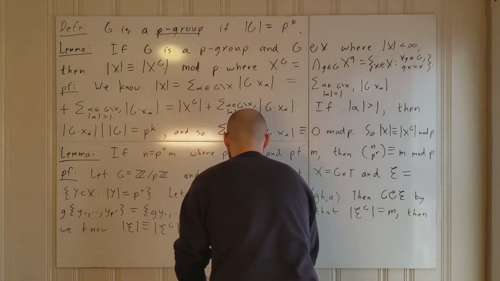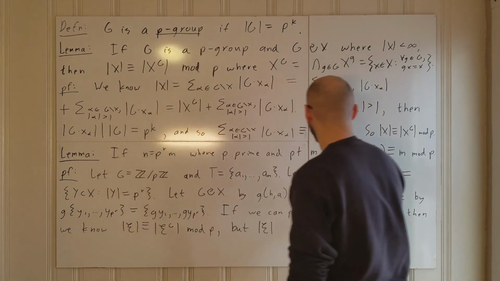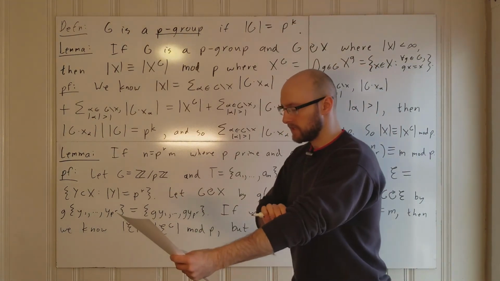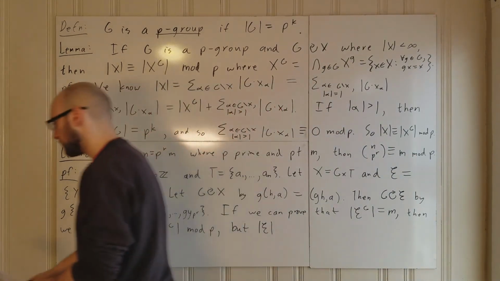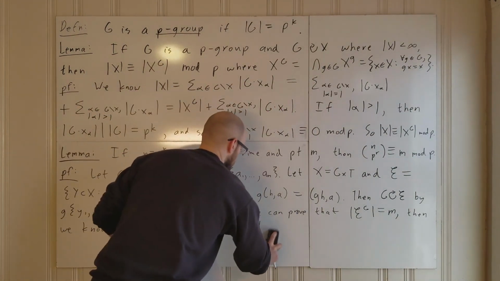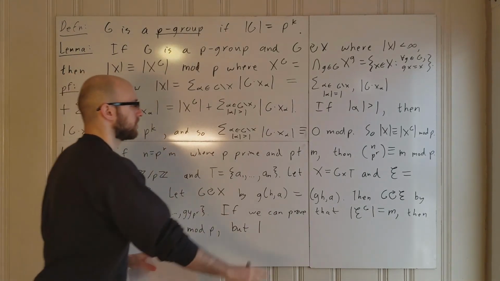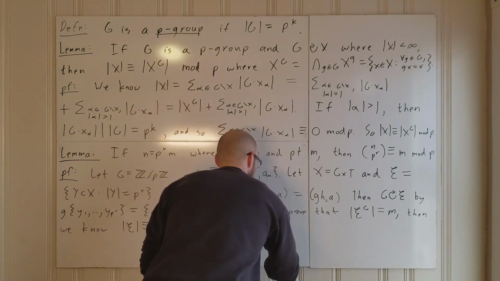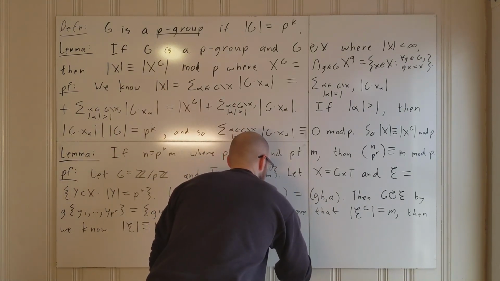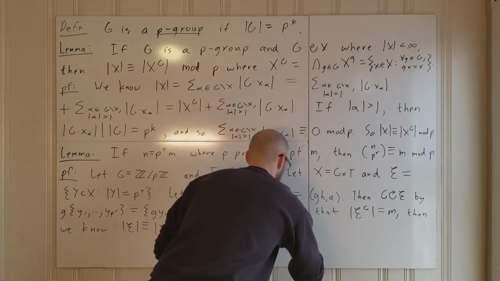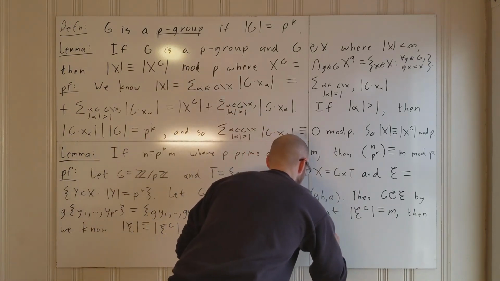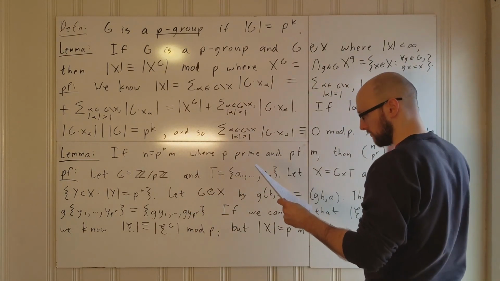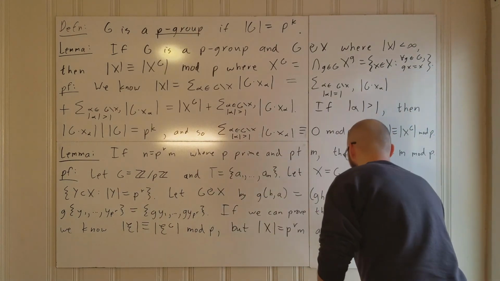But what is the size of E? Well, let's start with X. What is the size of X? The size of X is just the number of elements in G times the number of elements in T. And so the size of X is equal to p to the r times m. And what about the size of that other thing? What was the other thing? The size of script E.